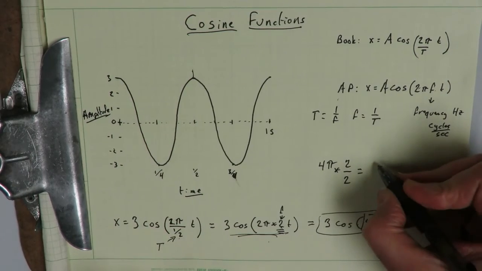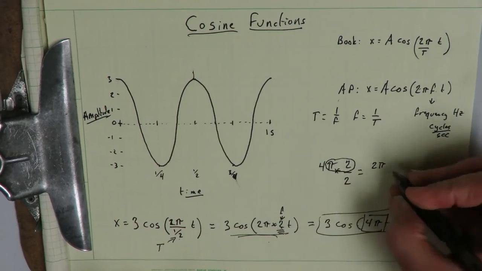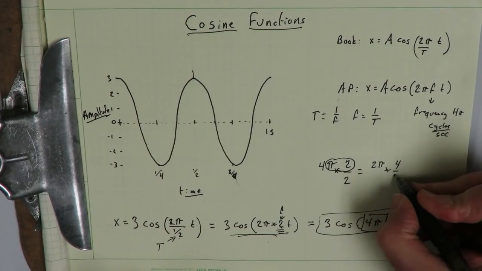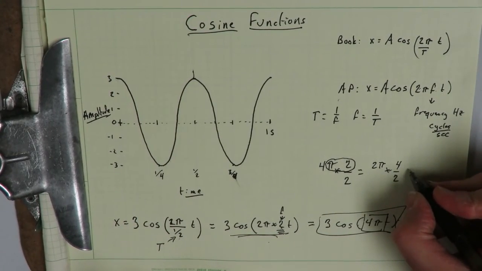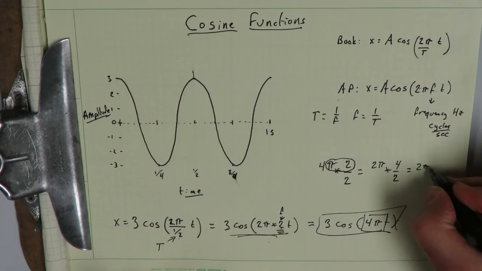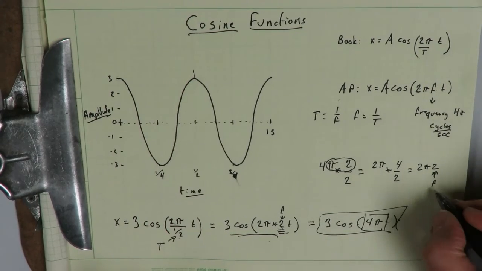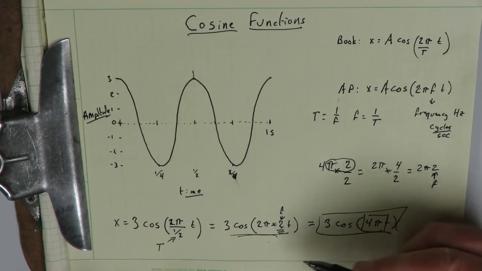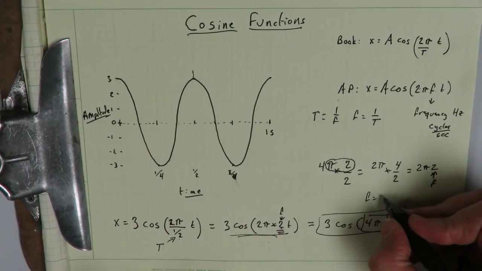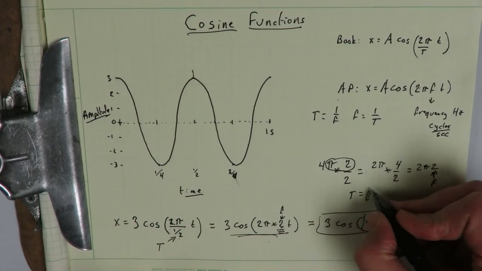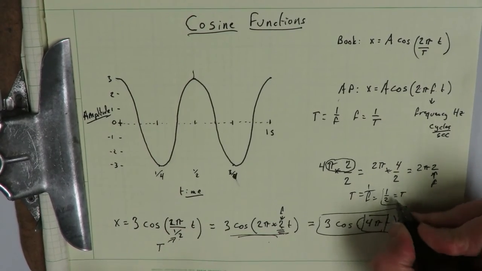Now, this goes to 2 pi, that's the 2 pi, times 4 over 2. That means that 4 over 2 is 2, so that equals 2 pi times 2, and there you have your frequency. That's the frequency. Make that neat. And if you want the period instead, you take the inverse of that. T equals 1 over f, which equals 1 over 2, so T equals 1/2.